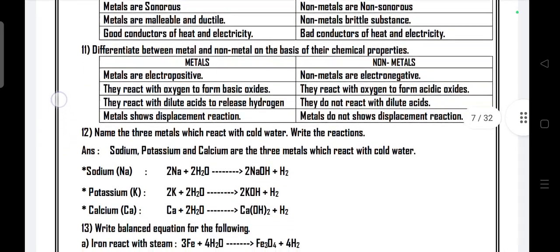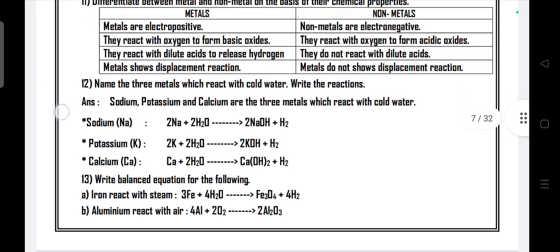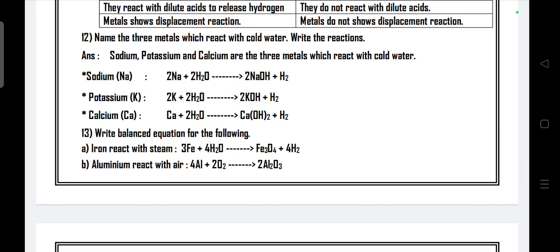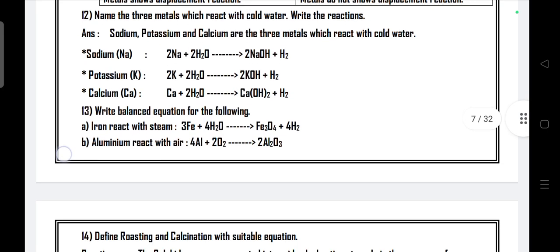Difference between metals and non-metals. Chemical property and physical property. If they ask to write the physical property of metals, you have to write the same. If they ask the difference between metals and non-metals, you have to write the same. So understand the question carefully and you can write the answers.